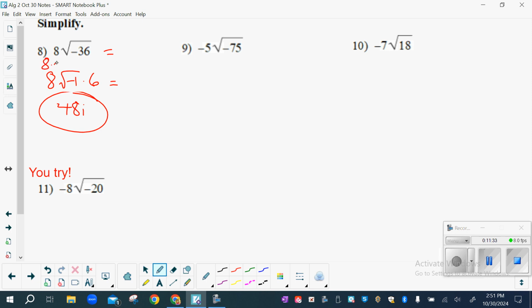So 8 times square root negative 1 times square root 36. So that gives us 6, that gives us i, and so it's 48i. Is that clear? Okay. So what do we do with number 9? Somebody in this group, what do we do with number 9?